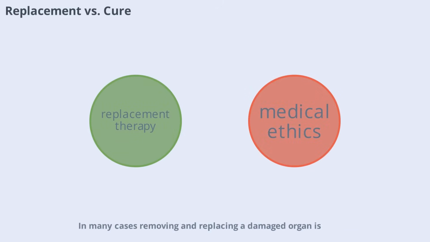In many cases, removing and replacing a damaged organ is more effective than attempting to cure it. This idea challenges the holistic view of human integrity and the traditional scientific approach that focuses on correcting biochemical factors. Yet for conditions like cardiac valve disease, heart block, and malignant arrhythmia, replacement often yields better outcomes. The decision to replace rather than cure is complex and involves ethical, medical, and personal considerations.